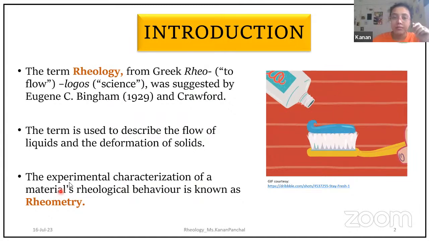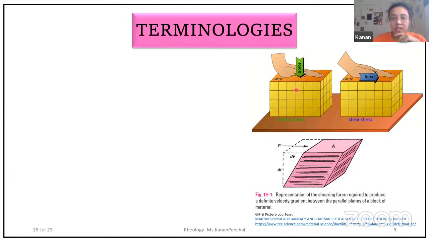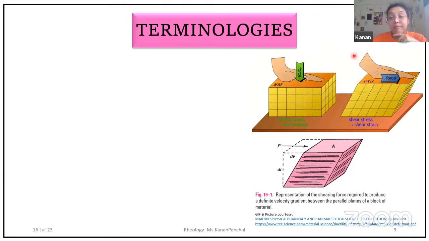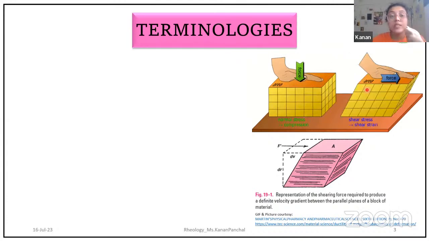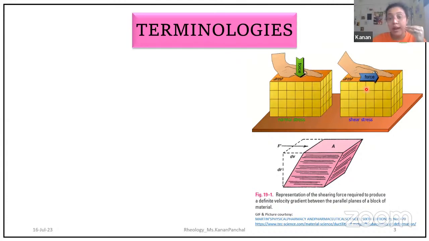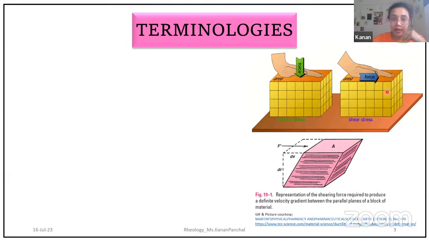Fine. So do you see this animation here? At one place the force is applied perpendicular to the surface. This is the surface, horizontal, and the force is coming from the top. And on one side the force is tangential. So in rheology, when I say we apply pressure or force, I'm talking not about this perpendicular force, but about this tangential force which is being applied.